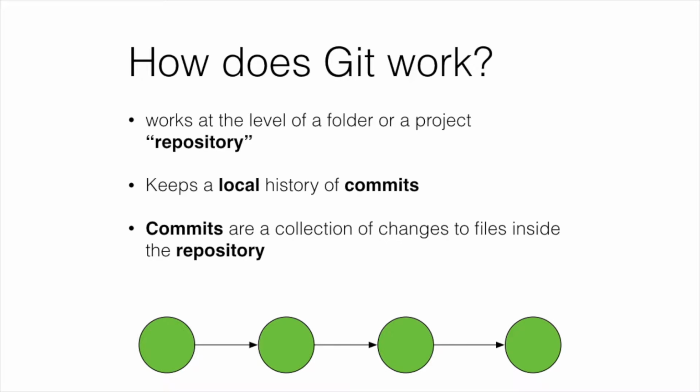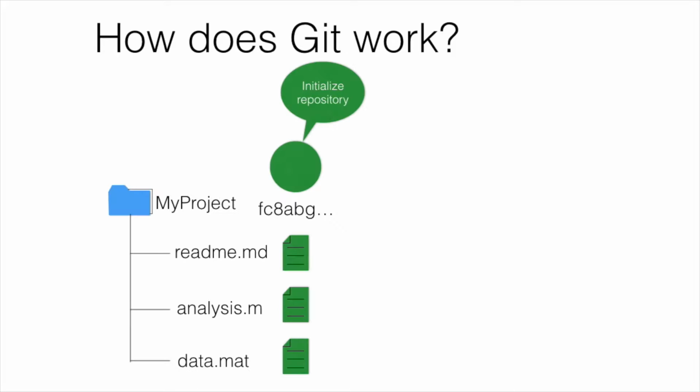So it will look like a history of commits, with each point representing a particular commit. Remember, a commit is not just a single change, but a collection of changes. So here's a more practical example. Say I have a folder called My Project. It contains a couple of files. It already contains a README file, some analysis code I've written, and maybe some data.